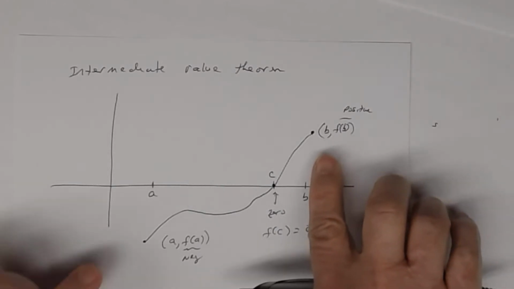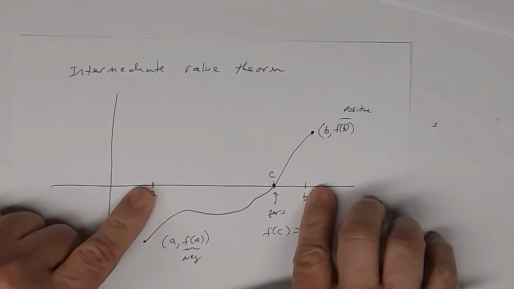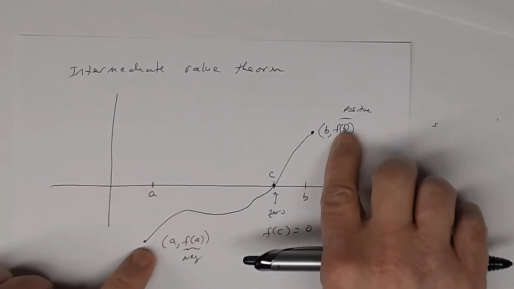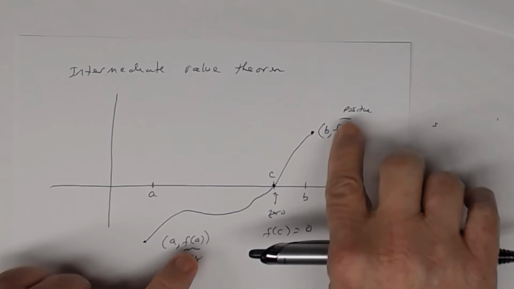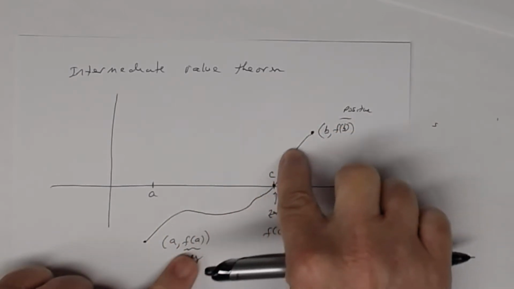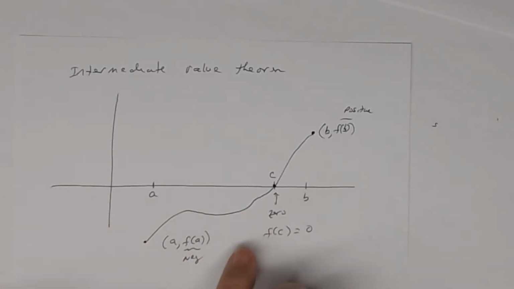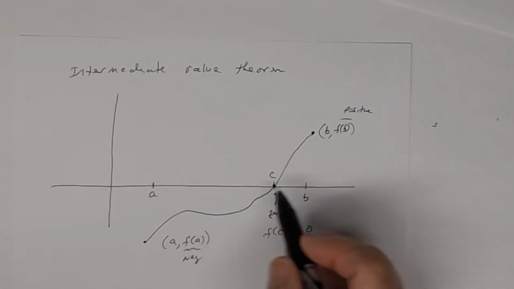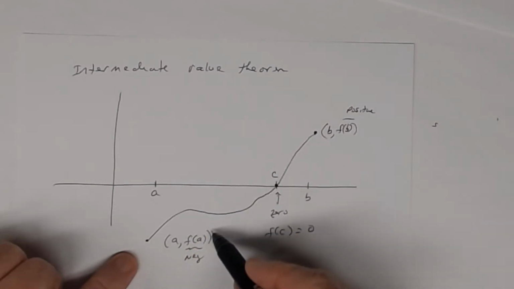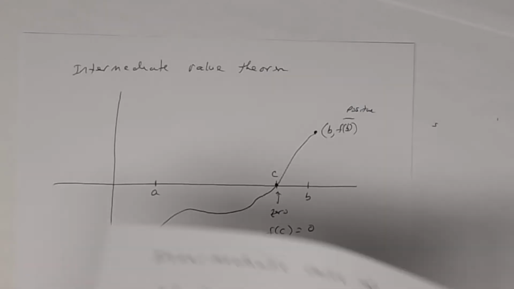So basically, if you have an interval from A to B, and the y-coordinates are opposite signs, one's positive, one's negative, then the graph has to cross the x-axis in that interval at least once. So it could have done it a couple of times, right? Could have done it a couple of times, but it has to be at least once. Okay, that's what that means. You're going to have at least one zero. Okay? All right. So in words, this is what it says.